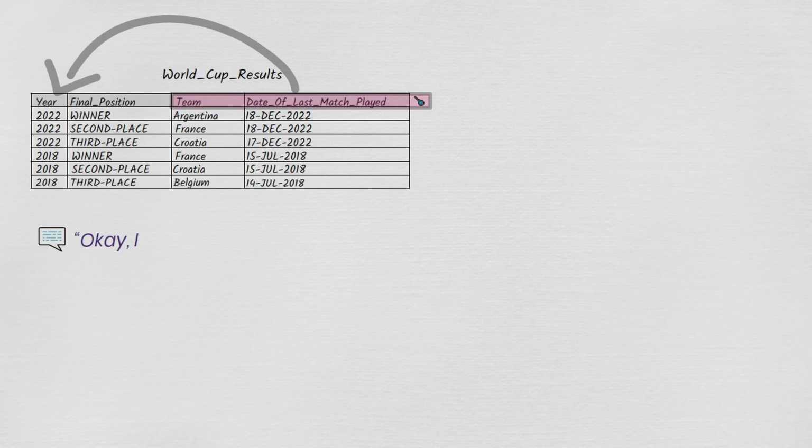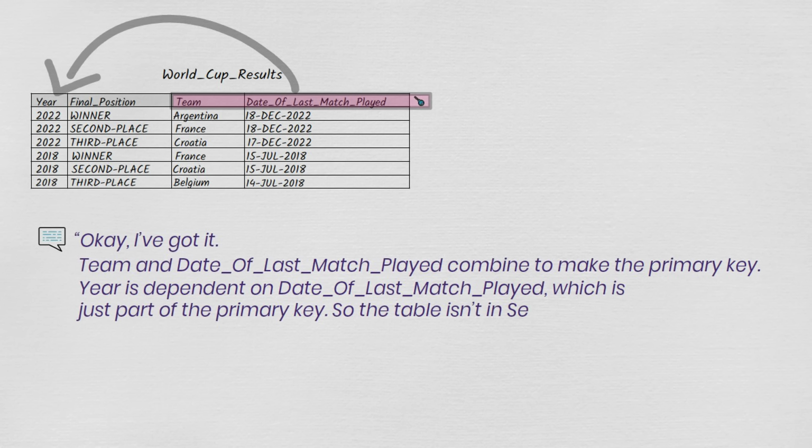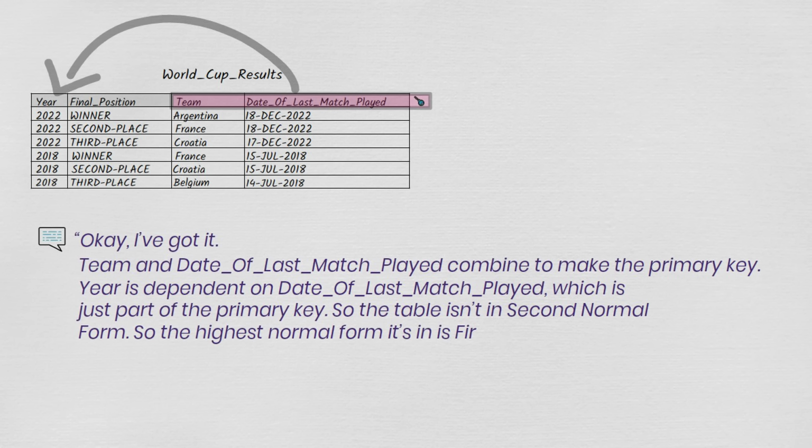"Okay, I've got it," you say to the interviewer. "Team and date of last match played combine to make the primary key. Year is dependent on date of last match played, which is just part of the primary key. So the table isn't in second normal form. So the highest normal form it's in is first."